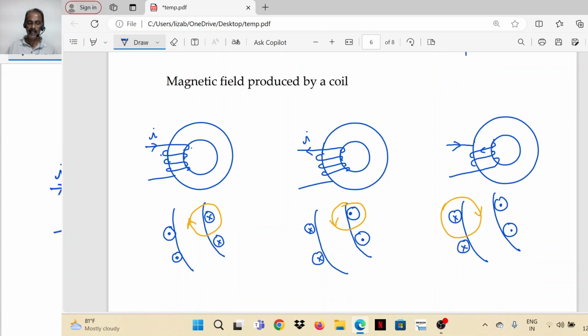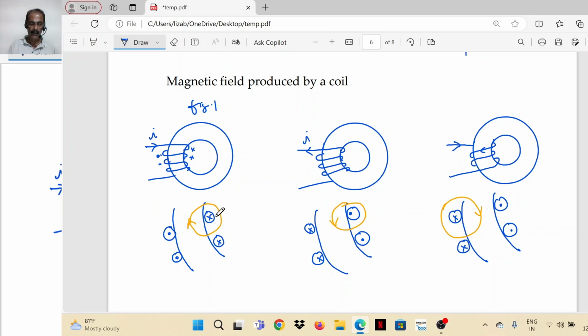And what about the magnetic field produced by a coil? Consider figure 1. A current is entering a coil. Here I'll mark the current direction with a cross. That means current is going in. And from this side it is coming out. Again here it is going in. Here it is coming out.